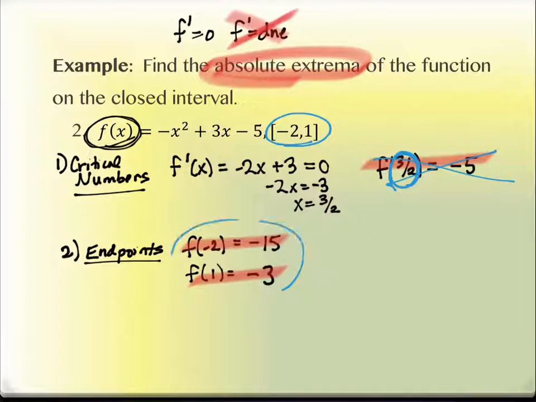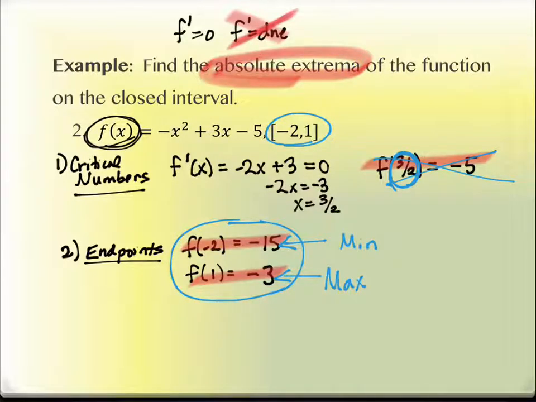So the only thing I'm actually looking at are these 2 values. So which one's the maximum? Yeah, the negative 3 feels weird because it's negatives, of course. And which one's the minimum? Of course, the negative 15.